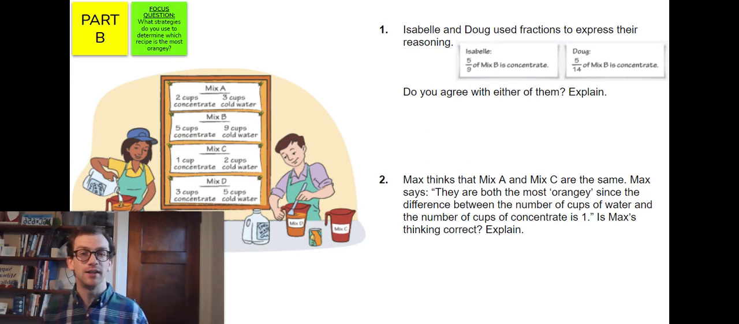Number 2, something I hear from students all the time is they say that mix A and mix C are going to taste exactly the same. And they think that because there is a difference of 1 extra cup of water, right? 2 cups of concentrate, 3 cups of water. Oh, that's 1 more cup of water. Mix C, 1 cup of concentrate, 2 cups of water, there's 1 extra cup of water. So that 1 extra cup is going to make mix A and mix C taste the same. Is that true?